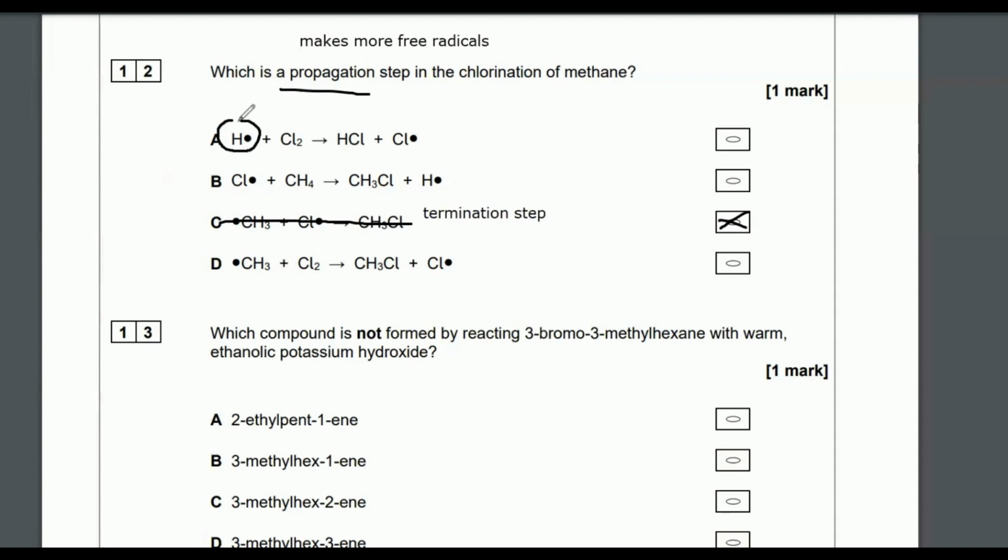All these other three steps are propagation because free radicals are formed, but you don't get hydrogen free radicals in the chlorination of methane. So you can immediately get rid of those two, and D is the correct answer. Obviously, you do get methyl free radicals formed.